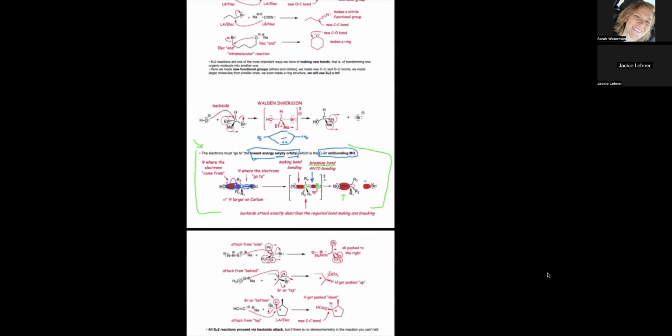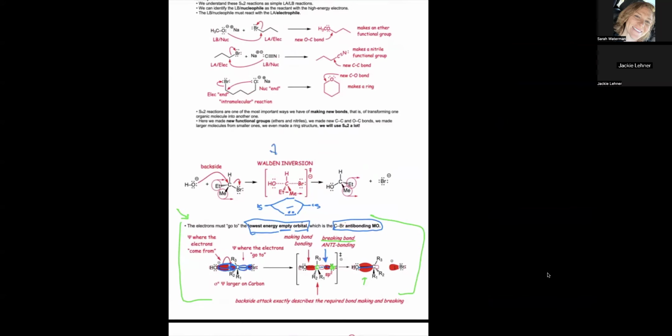And then can you explain the part about the backside attack? I didn't quite follow. So this up here, it starts with "this provides the best explanation for." It's that paragraph on the same page, literally right below this diagram. So it says this provides the best for backside because the orbital overlap is best at the carbon end of the carbon-bromine bond, where the antibonding orbital is largest.